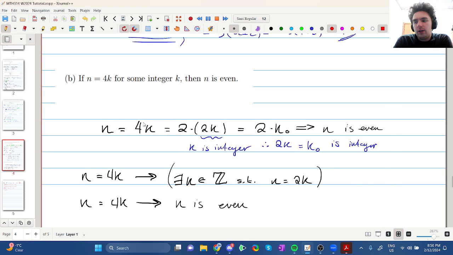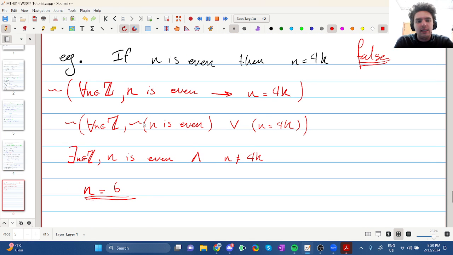How did you get n is not equal to 4k? What law is this? I'm just taking the negation. So this negation hops in here and switches the for all to there exists. It hops in here and negates this negation, so it's just n is even. It hops to the or, switches it to an and, and hops into the q, which is n equals 4k, to n is not 4k. Does that clarify it?